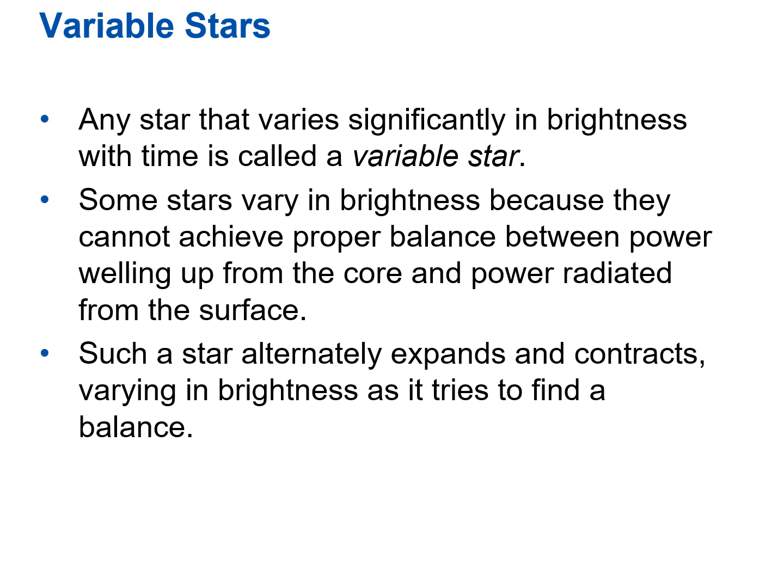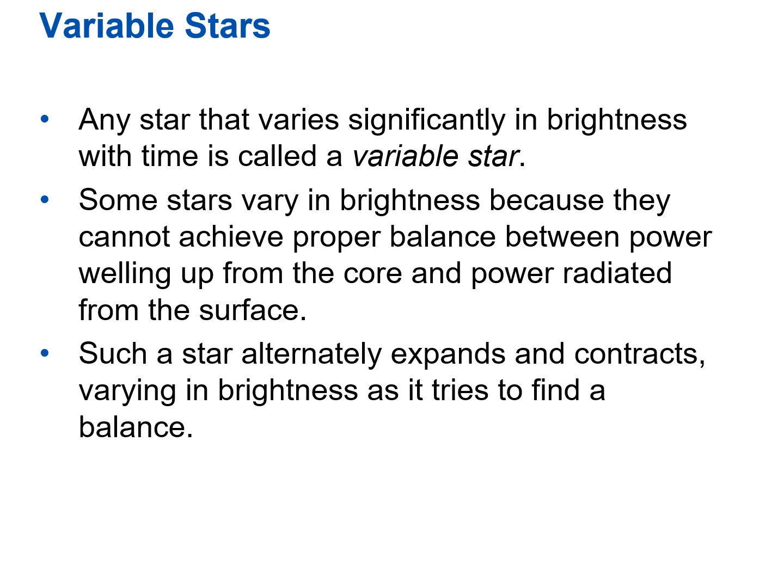I want to now talk about variable stars. Any star that varies significantly in brightness with time is called a variable star. Some stars vary in brightness because they cannot achieve a proper balance between the power welling up from the core and the power radiated from the surface. Such a star alternately expands and contracts, varying in brightness as it tries to find a balance.